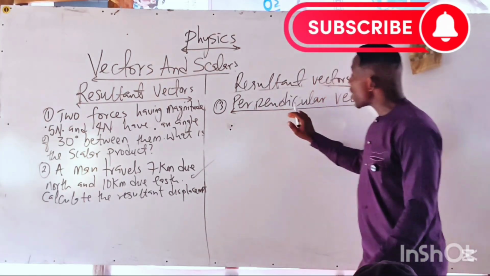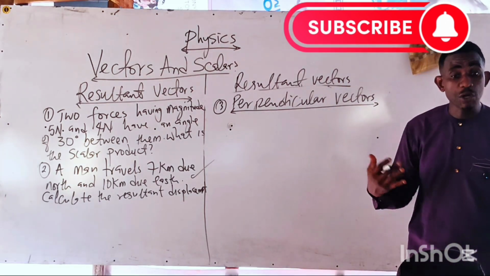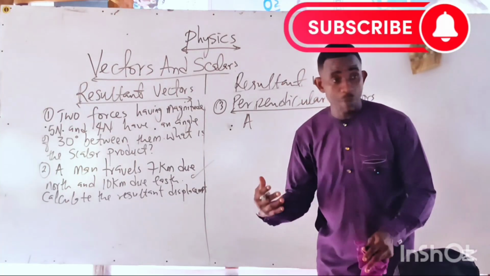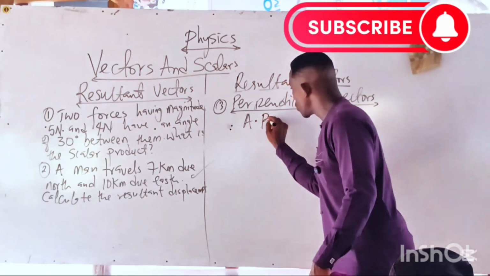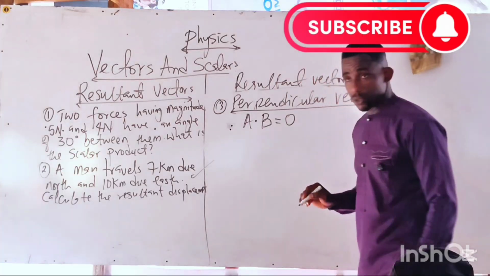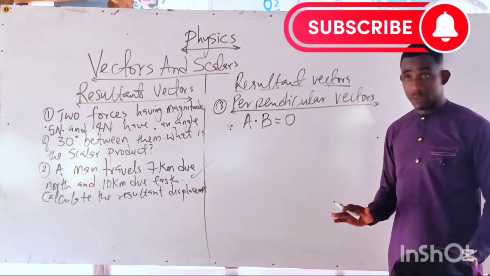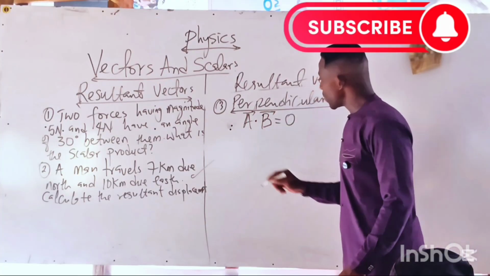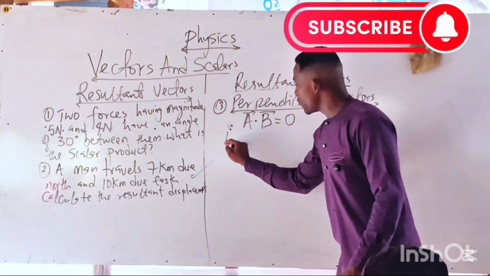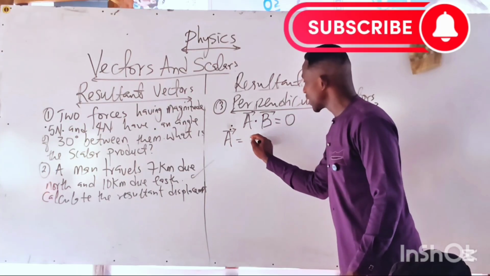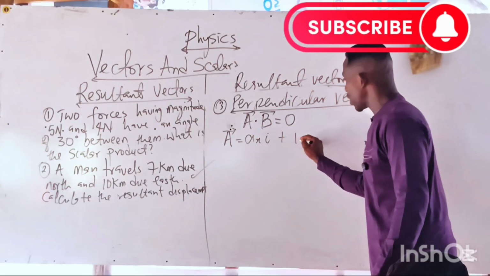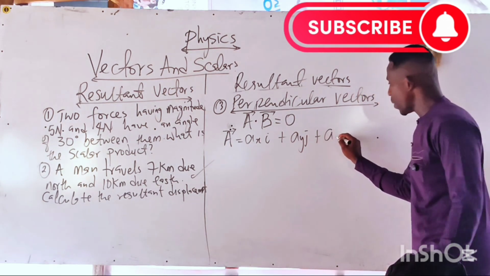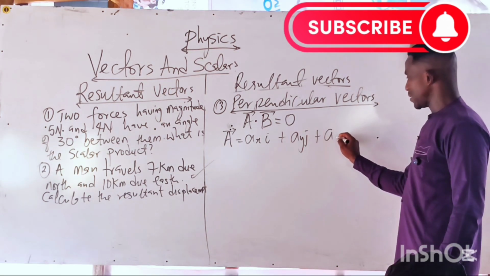Because we are talking about perpendicular vectors, we have a condition also for perpendicular vectors. If two vectors are said to be perpendicular, their dot product will be 0. If they are perpendicular to each other, their dot product is 0. What do we mean by dot product? Now, if vector A is equal to AXi plus AYj plus AZk.